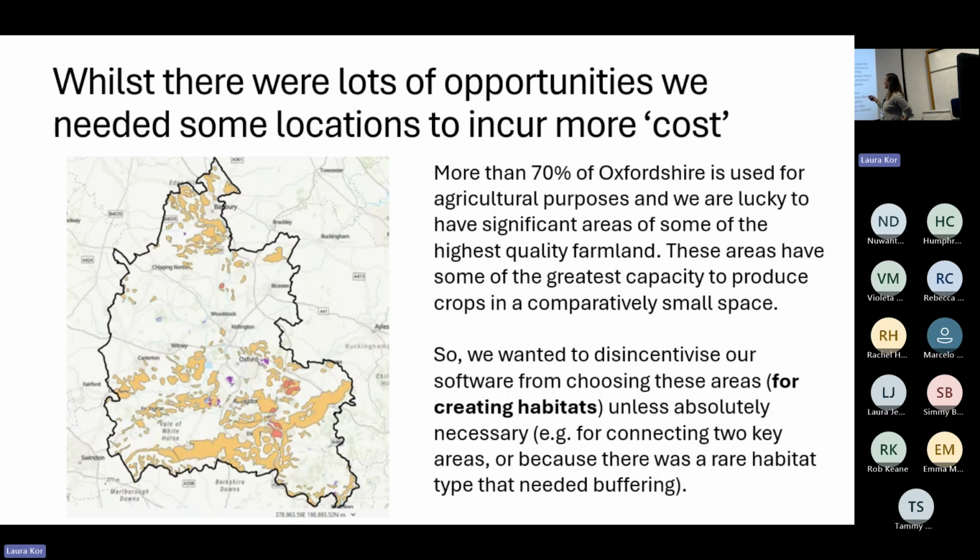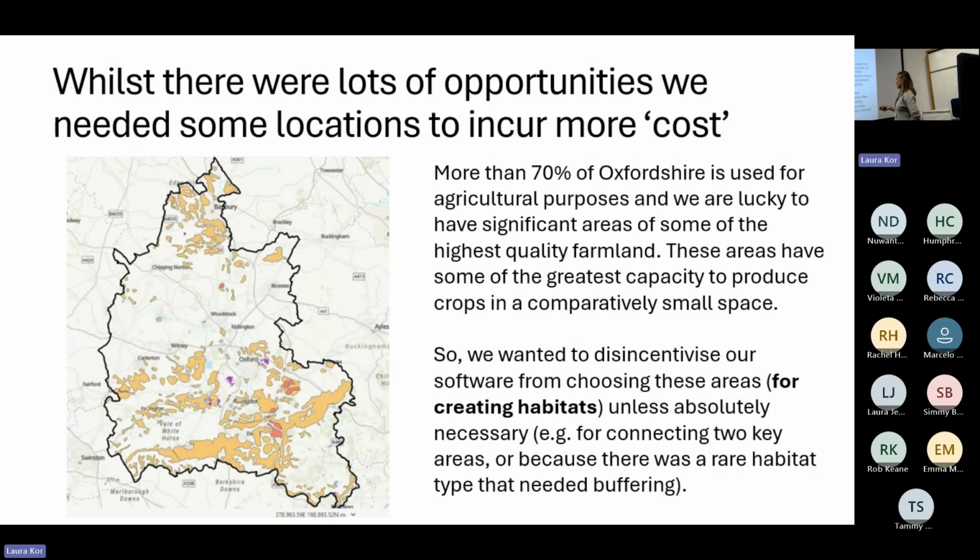So what we did with that is we set a sort of disincentive, and we incurred a bigger cost if Marxan, the software, chose those locations for creating habitat in. I've got to be a little bit careful here because it doesn't mean farmers can't do positive things. That still needs to happen. But the type of actions we were mapping were things like woodland creation, wetland creation, and we didn't want to map that onto farmland. But they still need to be taking actions and to be supported to take actions like improving and gapping up hedgerows, creating wildflower and arable buffer strips and things like that. So that's what we tried to do there.